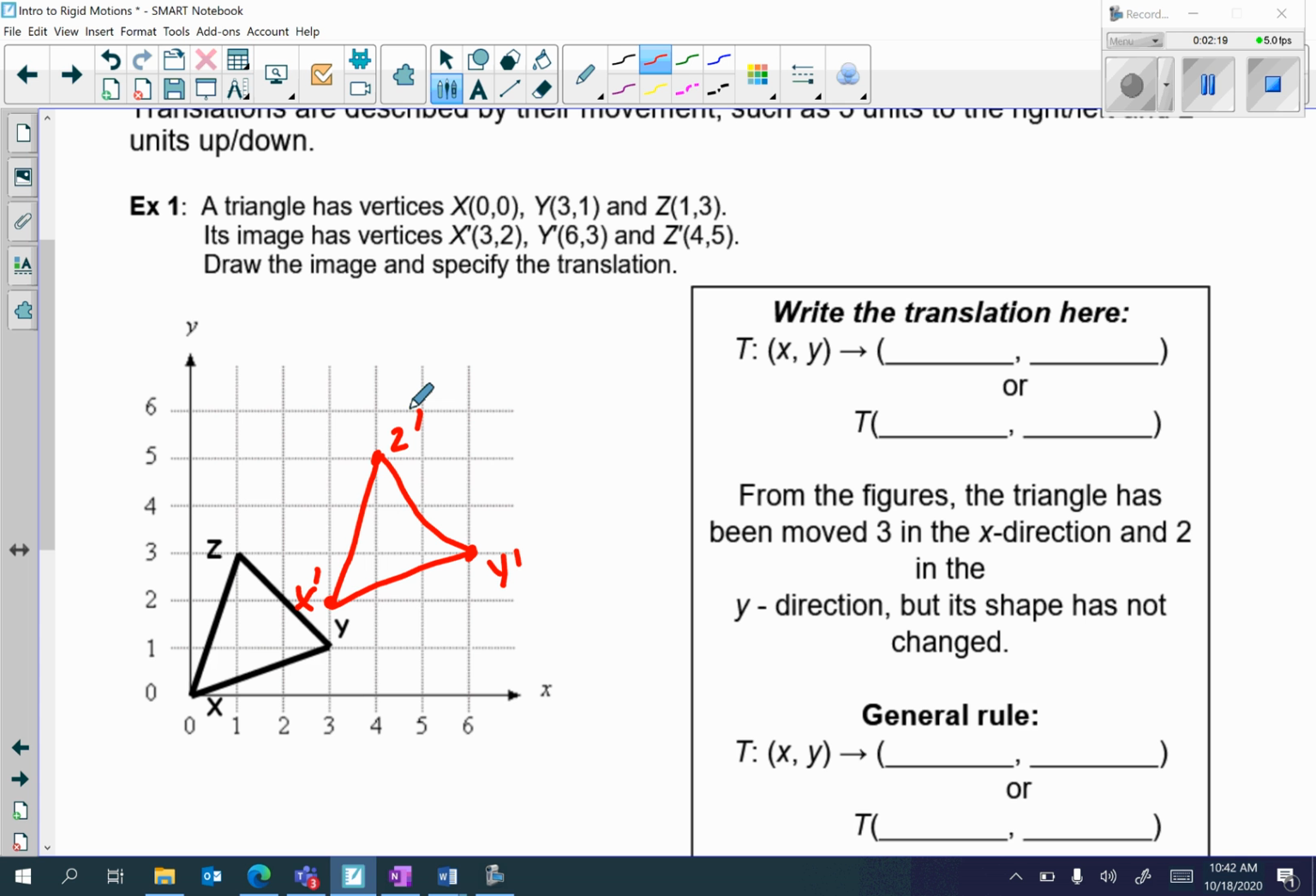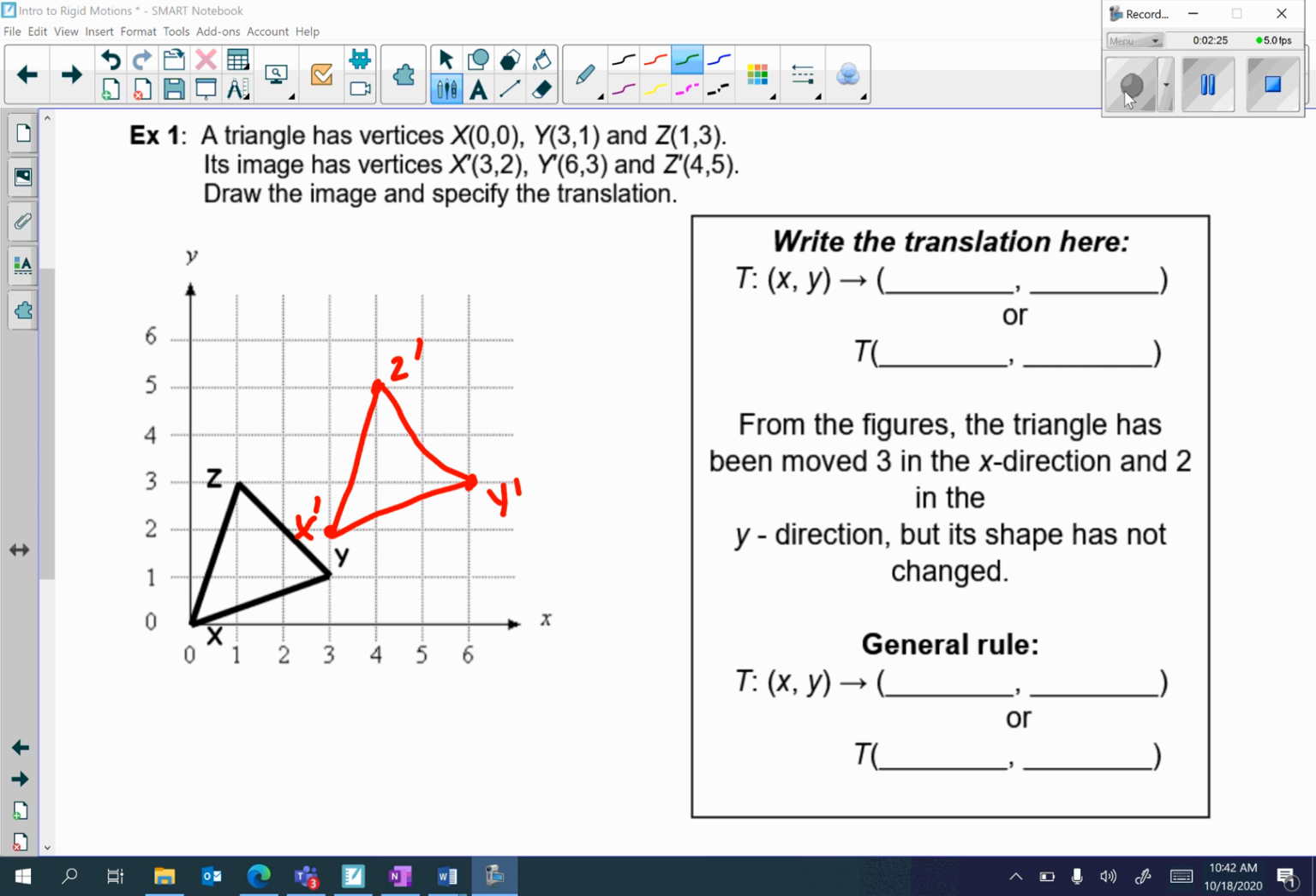So take a moment right now, pause the video to decide what type of transformation is happening here. I'm going to look at X and then X prime. How am I getting from X to X prime? I'm going to the right 1, 2, 3, and up 1, 2. So we represent this by, on the x-axis, I'm going to the right by 3, so x plus 3, and up 2, which is y plus 2. You can also represent this as T(3, 2).